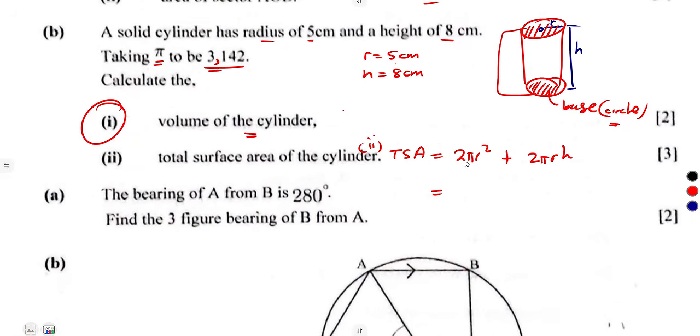All right, so that's it. This is the formula that you're going to simply use: 2 times pi, 3.142, times radius squared, 5 squared. So this is for the two circles.